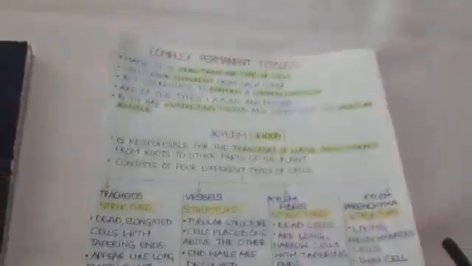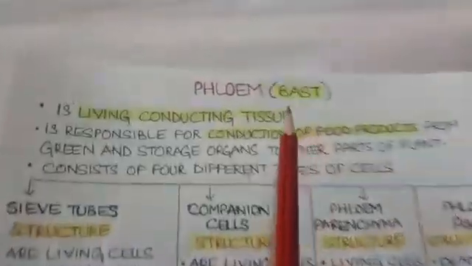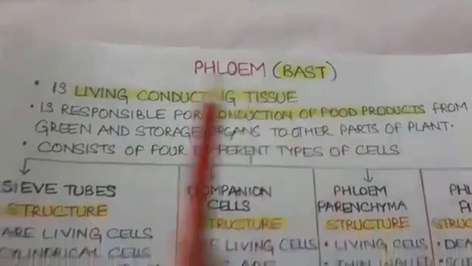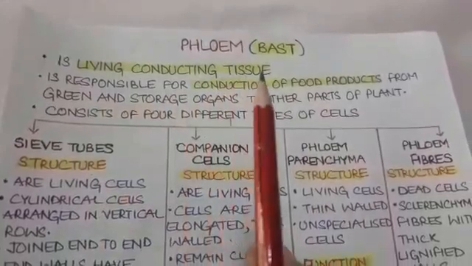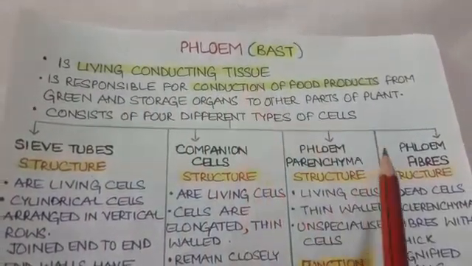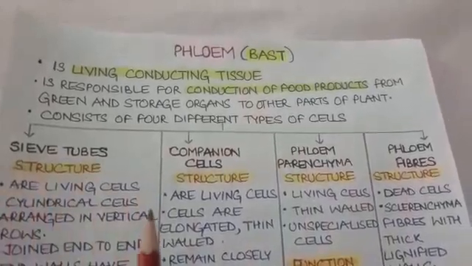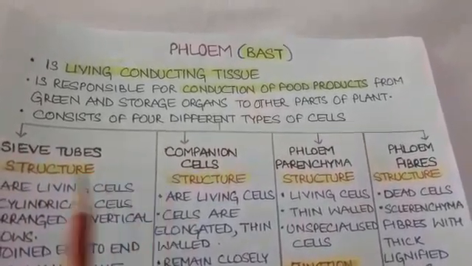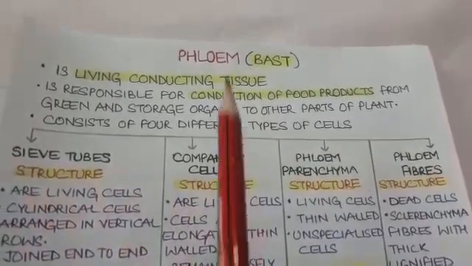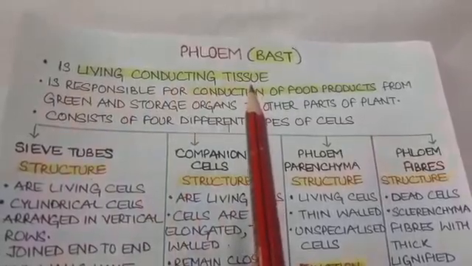The second type of complex permanent tissue is phloem, that is commonly called bast. It is the living conducting tissue. It is called the living conducting tissue because of the four types of cells that it is made up of. Three cells are living cells, only one type of cells are dead cells. Since most of the cells are living in phloem, that is why it is called living conducting tissue.